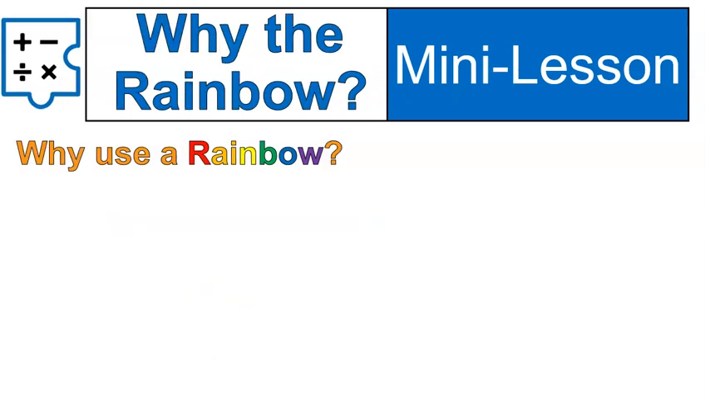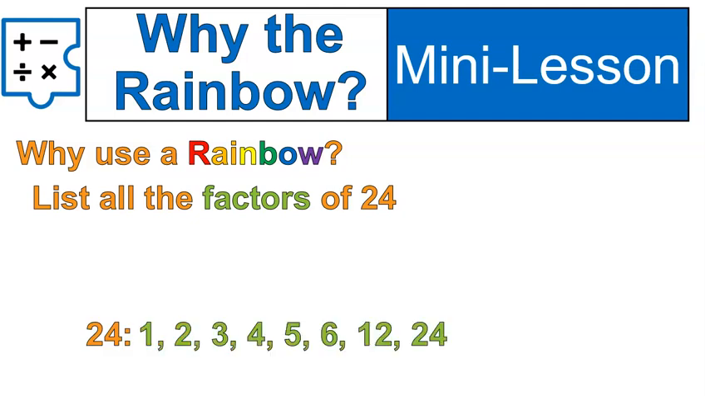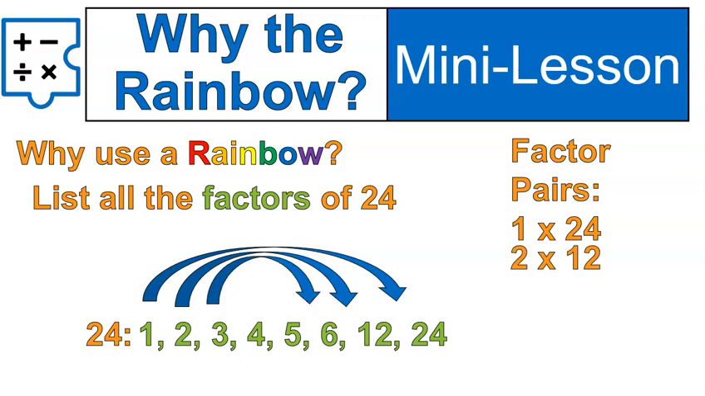So here's why we want to use the rainbow. Let's say we go with a larger number like 24, and we're asked to list all the factors of 24. And I just list them all out like this, and then I start using my rainbow. I go 1 times 24, that's a factor pair. And then I'll go 2 times 12. It's not lining up, but then I go 3 times 6.